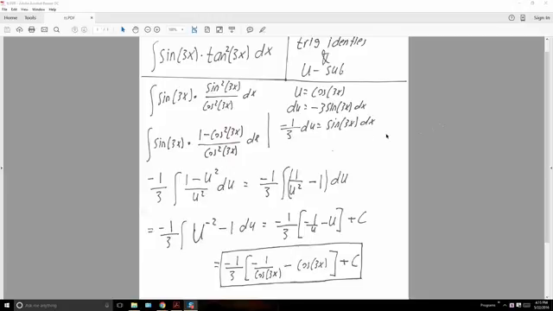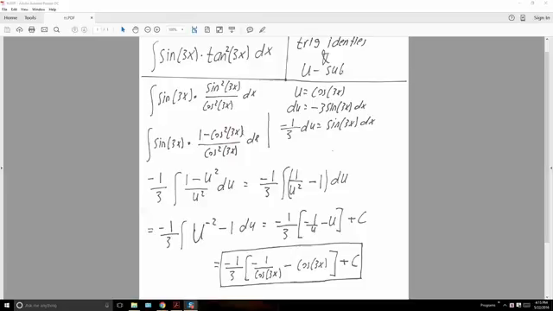Okay, in this question we want to find the integral of sine 3x times tan squared 3x. And in order to do so, we have to use trig identities and use substitution. So the first thing we want to do is convert tan squared 3x into sine squared 3x divided by cosine squared 3x, like this. And we know that sine squared 3x is equivalent to 1 minus cosine squared 3x.